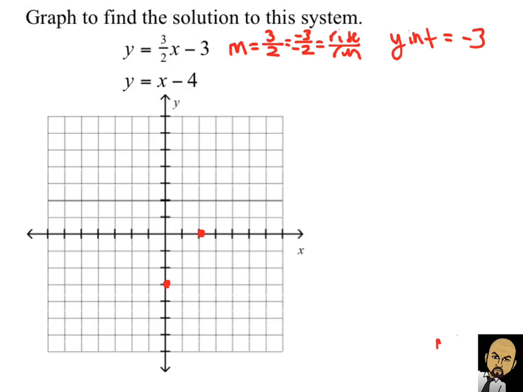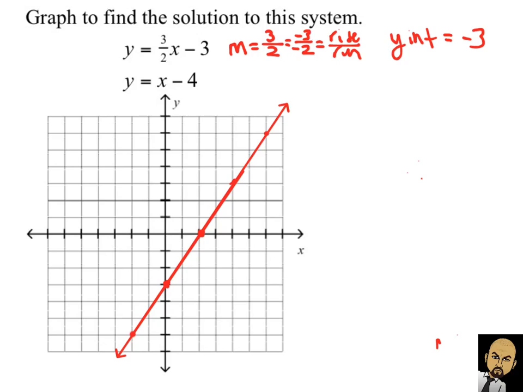We're going to do that again. Rise positive 3 and run positive 2, and we're going to do that a couple times. Now when it comes to graphing systems, we want to plot as many points as possible in order for our line to be more accurate. So let's go ahead and connect those points. And here's the line that represents the equation y equals 3 halves x minus 3.